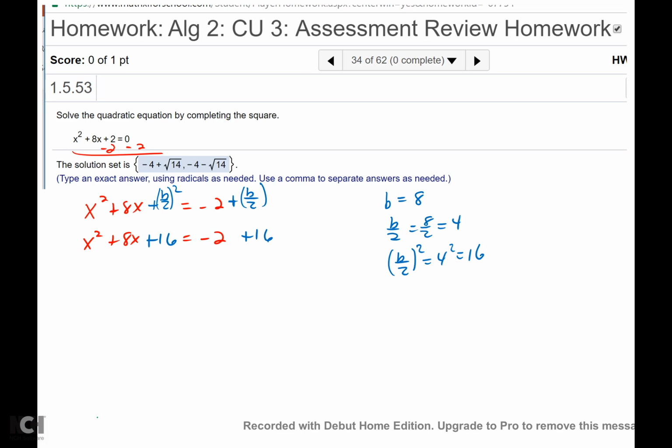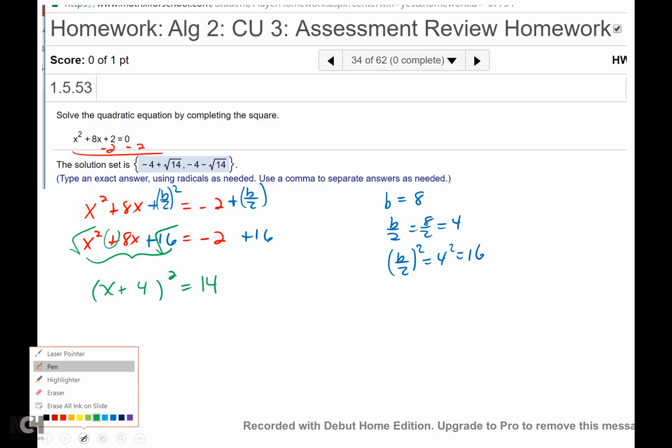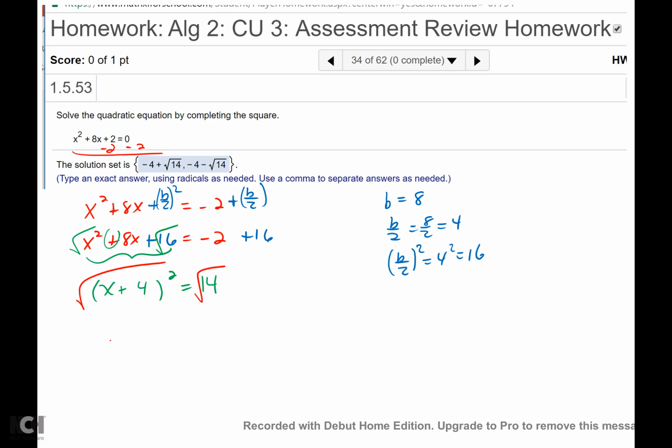Once you do that, this side is ready to factor, and it's going to be a perfect square with the square root of x squared, the sign in the middle, and the square root of the end, which is 4. On the other side, PEMDAS, simplify, which is 14. Then to solve, you need to get x alone. Well, kill the square. That gives me x plus 4 equals plus or minus the square root of 14.